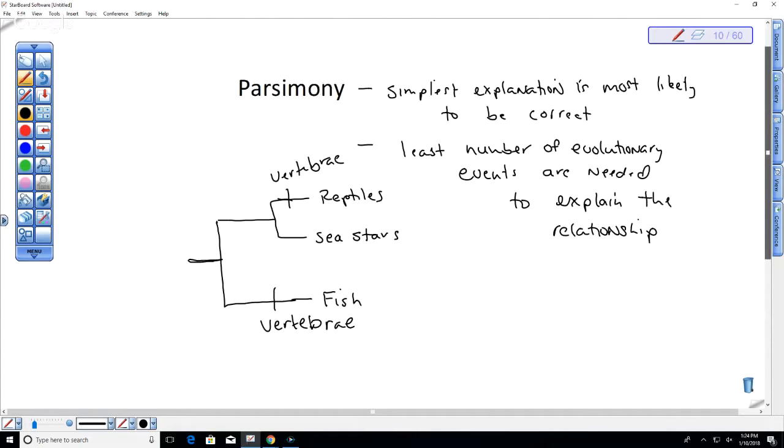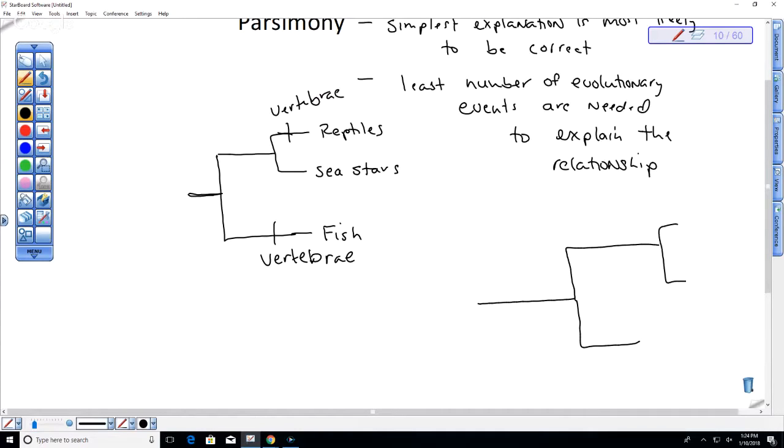So I could rearrange these so that it looks like this. Reptiles, and then I have only one evolutionary event to explain, right? So this cladogram, this evolutionary tree is more parsimonious than this one. So this is less parsimonious than this one. Okay, so there are fewer evolutionary events that I need to describe. But this really all depends upon what characteristics you think are significant, right? But obviously reptiles and fish also share other characteristics that sea stars don't.